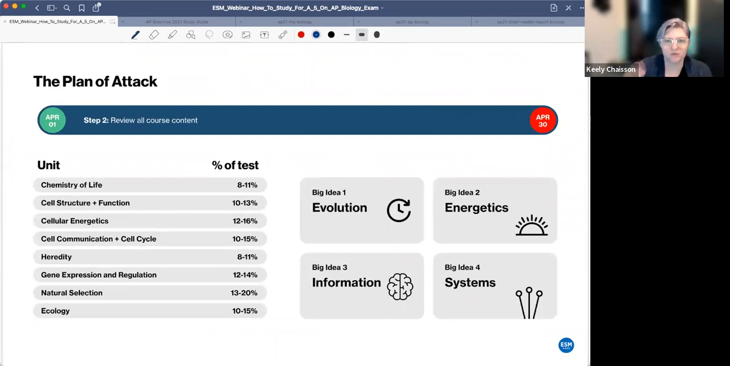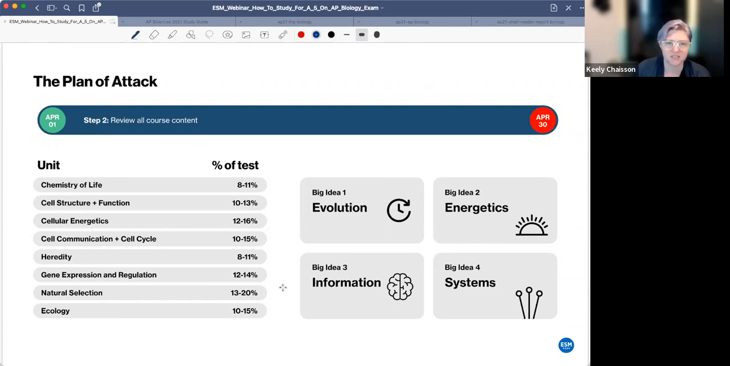From April 1st through April 30th, what you are doing is this full content review. These are the units from AP Bio. You have chemistry of life, cell structure and function, cellular energetics, cell communication and cell cycle, heredity, gene expression and regulation, natural selection, and ecology. You'll notice these are not all equally distributed on the test. Some of them are covered in less detail than others. That doesn't mean they're not important, but if you mostly got them, you probably don't need to devote a huge chunk of your studying time to them.